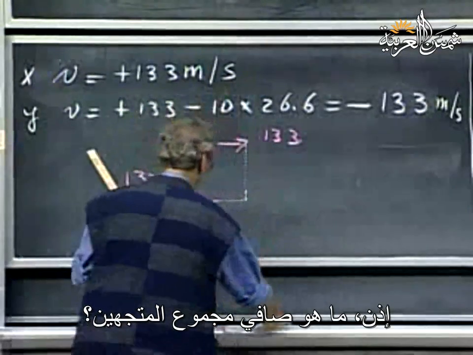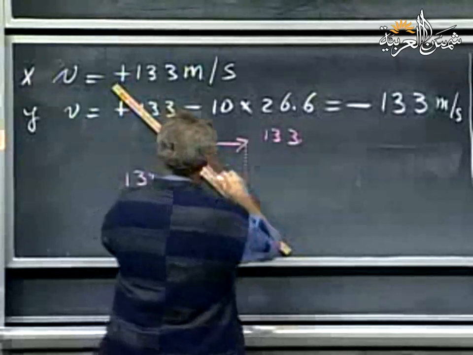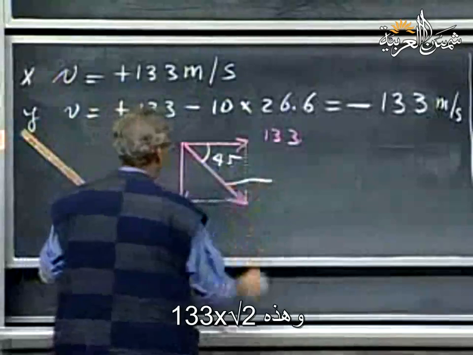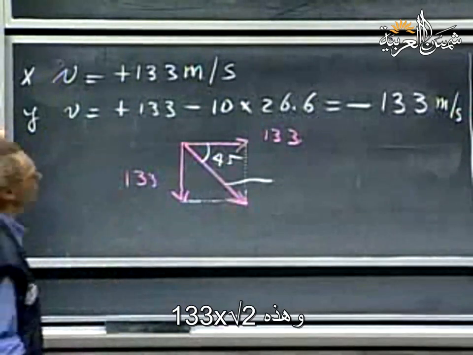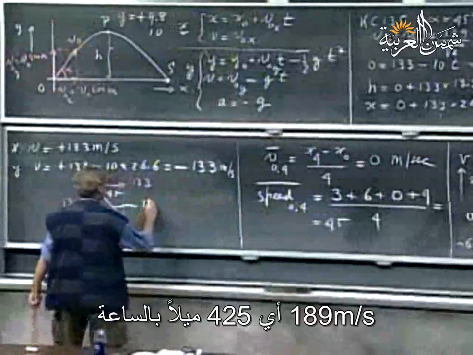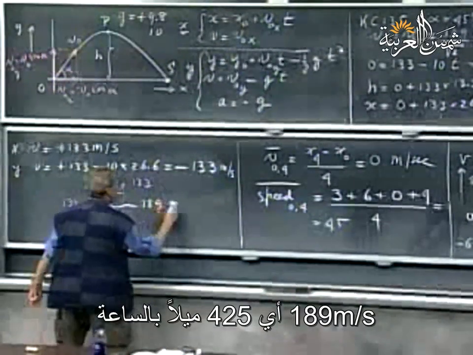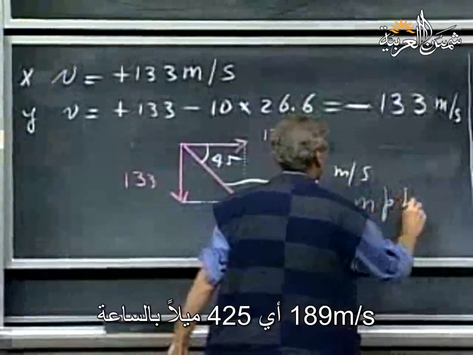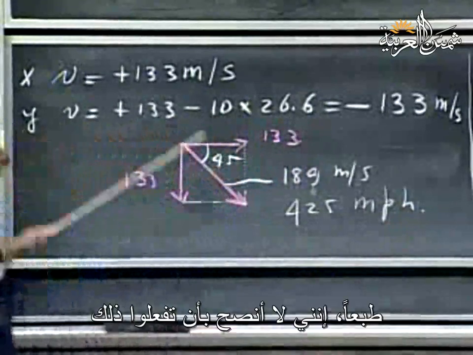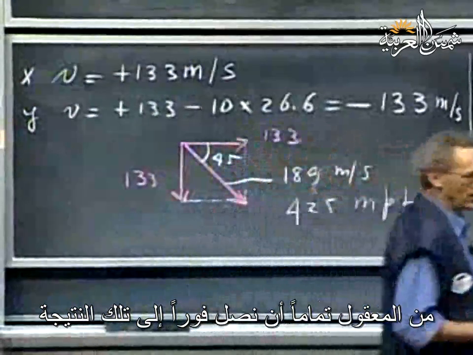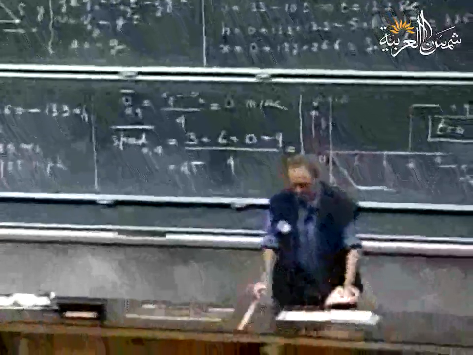The sum of the two vectors, that of course is this vector, and no surprise, this angle is 45 degrees, and this one is the square root of 2 times 133, and that of course gives you back your 189 meters per second. 189 meters per second is 425 miles per hour. I'm not recommending that you would do this, of course. It is perfectly reasonable to immediately come to that conclusion because of the symmetry of the parabola.